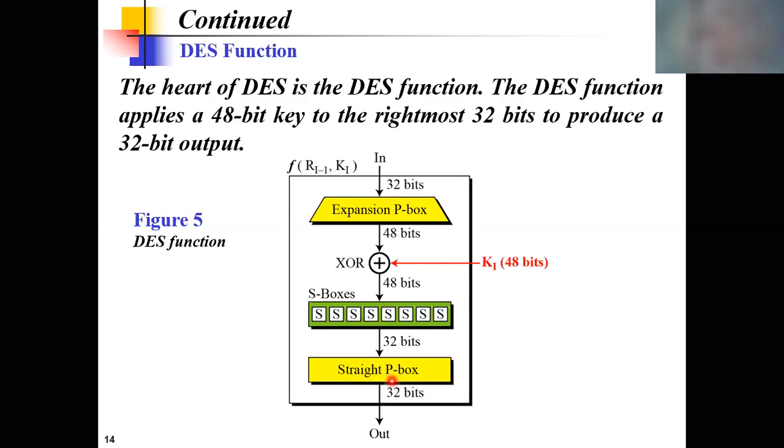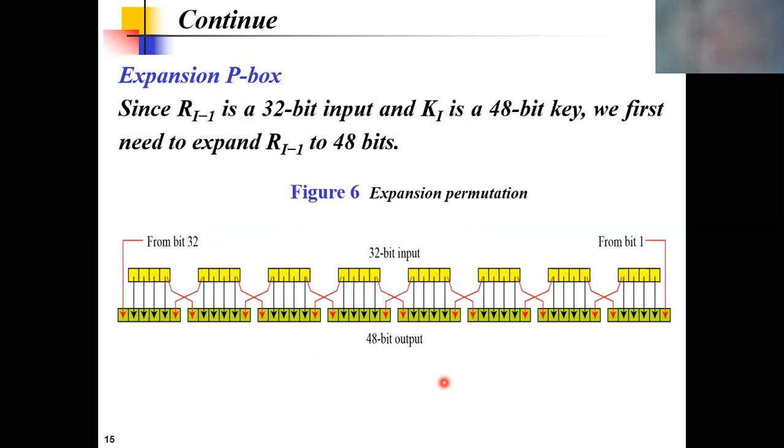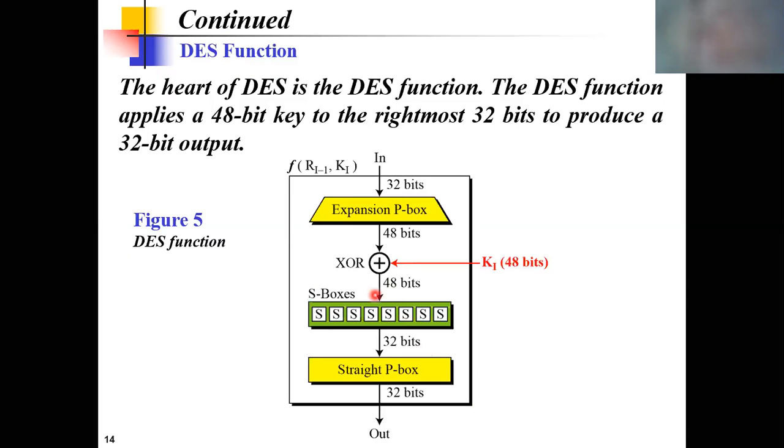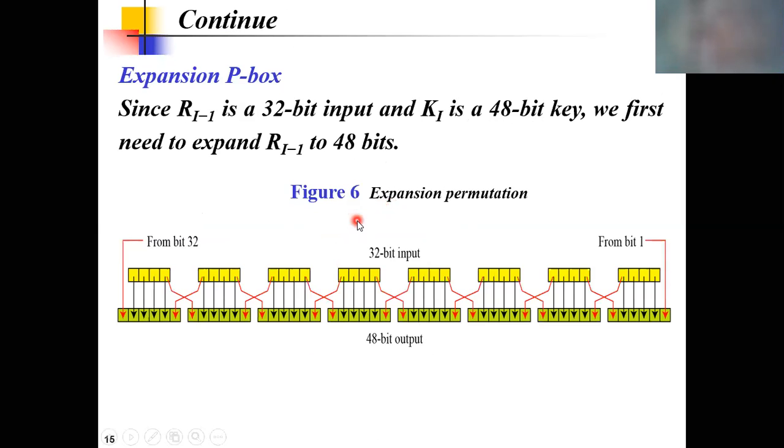In the last step, the straight P box. Let us explain this expansion P box separately. What does it mean? Here you can see, students, we have 32 bits, and we have to make it 48 bits. Here you can see a chunk of 4 bits.